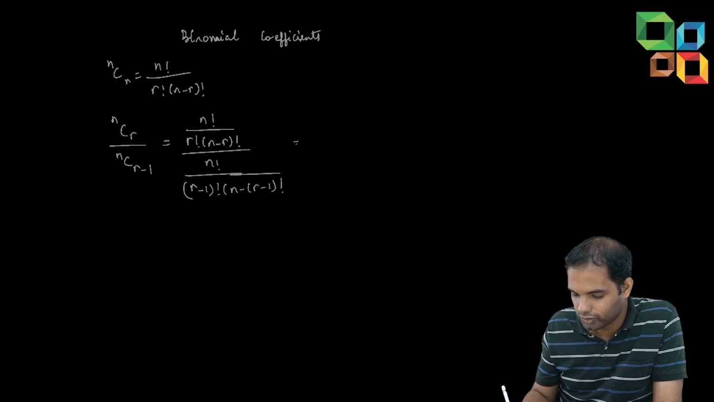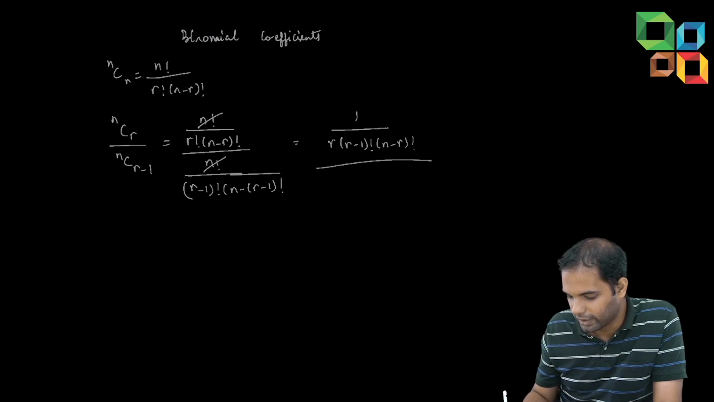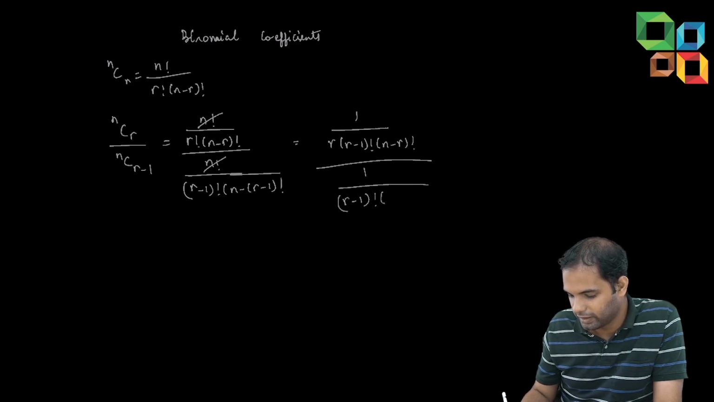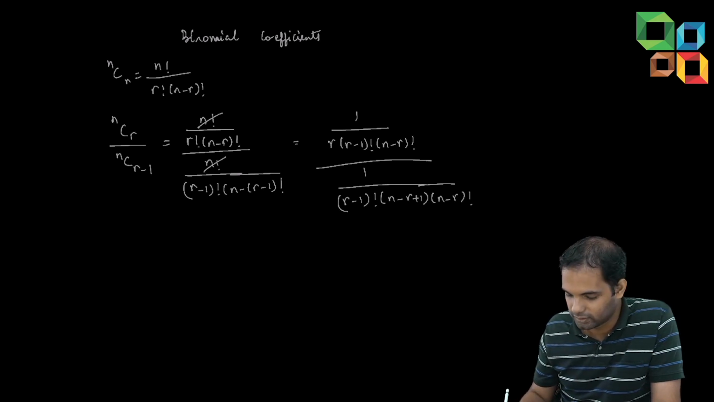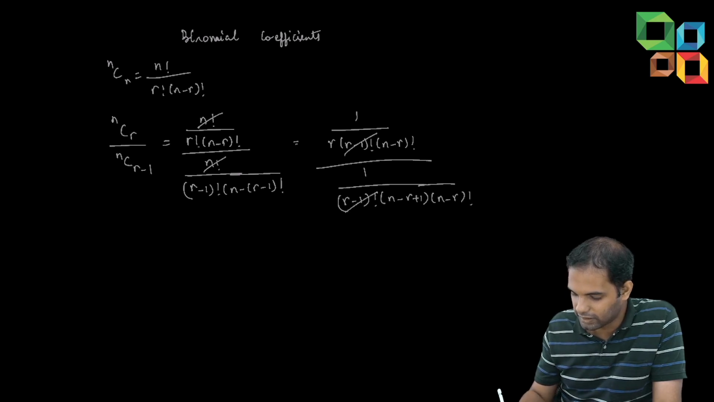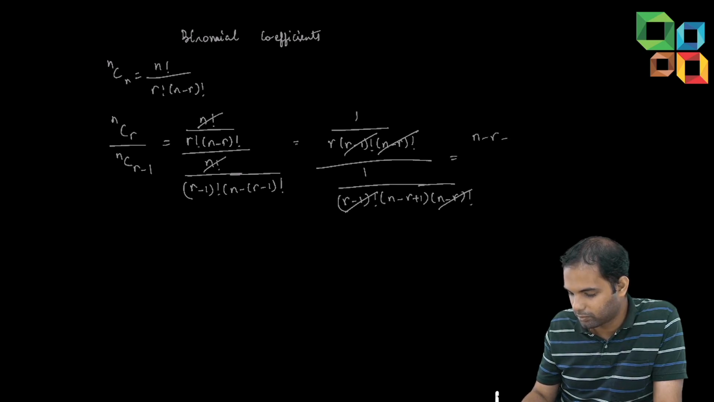Right. So n factorial gets cancelled. By the property of factorial, we can write the numerator as r into r minus 1 factorial. n minus r factorial will remain, and we can write r minus 1 factorial as it is. The remaining term we can write as n minus r plus 1 into n minus r factorial. Again, n factorial can be written as n into n minus 1 factorial. So we can see there are common terms which can be cancelled out. Right? All that remains is n minus r plus 1 divided by r.